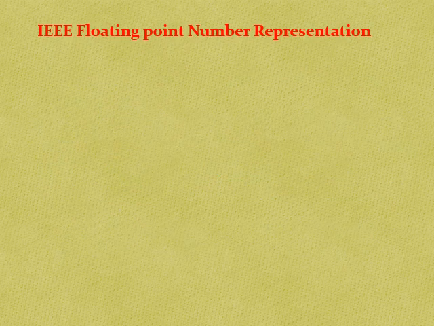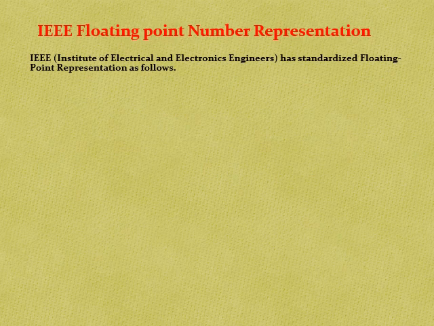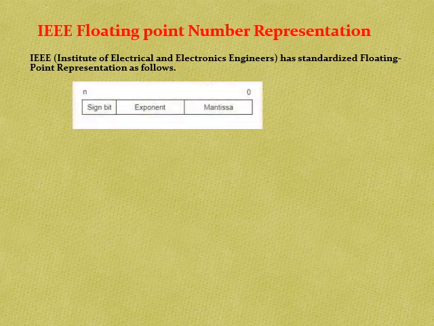Now let's see the IEEE floating point number representation. The IEEE, as you know, gives a standard for representing floating point numbers. This is the representation of numbers in IEEE format. The first is the sign bit, next is the exponent, and next is the mantissa. These are the basic three parts we have already discussed, which are in the IEEE format, and the representation of the number is something like this.